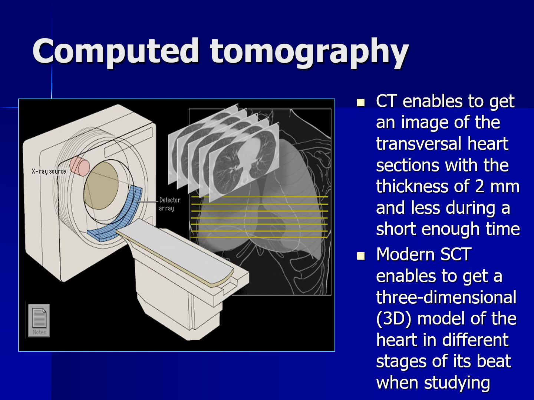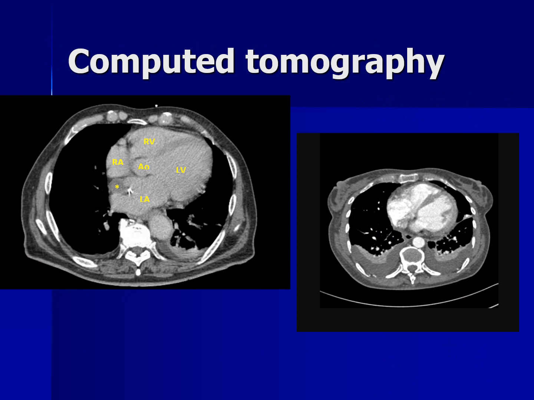CT. CT enables to get an image of the transversal heart sections with a thickness of 2 mm and less during a short enough time. Modern SCT, spiral CT, enables to get a three-dimensional model of the heart in different stages of its beat when studying. Here you can see CT without the contrast agent and with the contrast agent in heart chambers. Here we can see the CT anatomy of the heart.